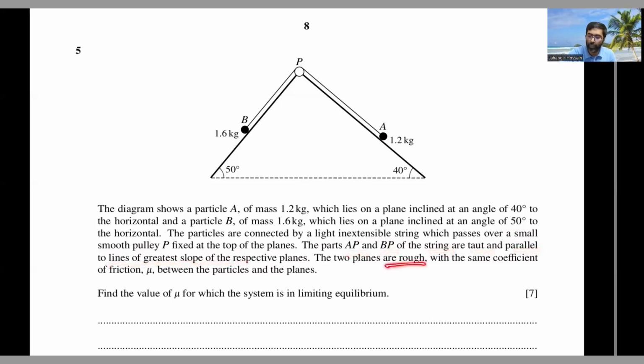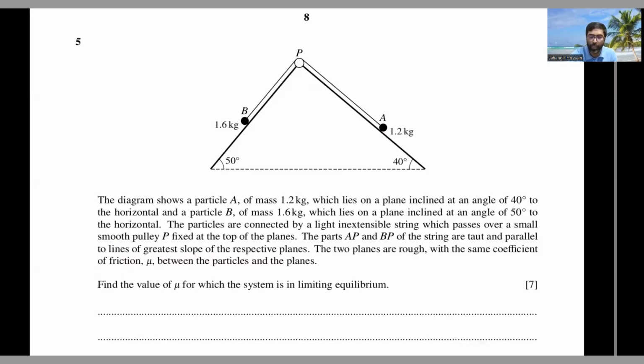The two planes are rough. Both planes are rough with the same coefficient of friction mu between the particles and the plane. Find the value of mu for which the system is in limiting equilibrium. Since the system is in limiting equilibrium, acceleration is zero. But the thing is, which particle is about to descend and which particle is about to ascend.